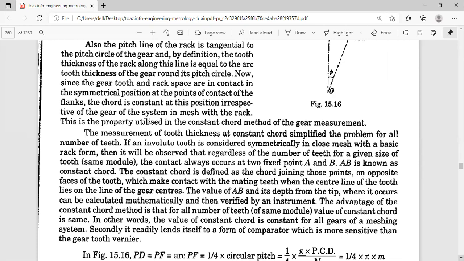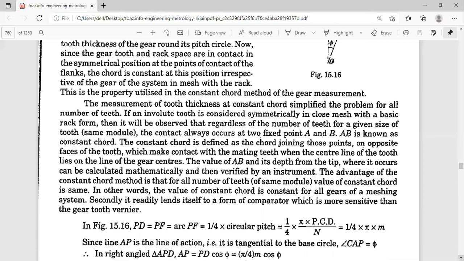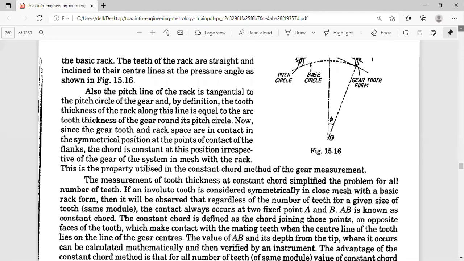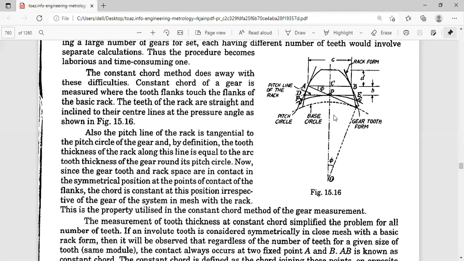The advantage of this constant chord method is that, irrespective of the number of teeth, for the same module it has a constant chord value. The constant chord is the same. In the figure, let us see what PD is. PD is equal to PF. Just try to see the figure.